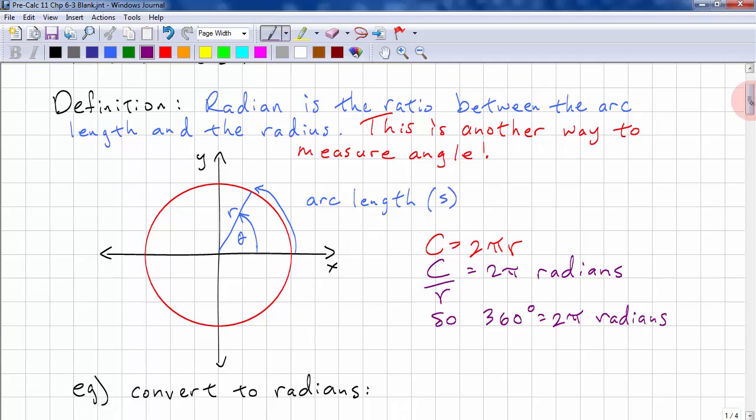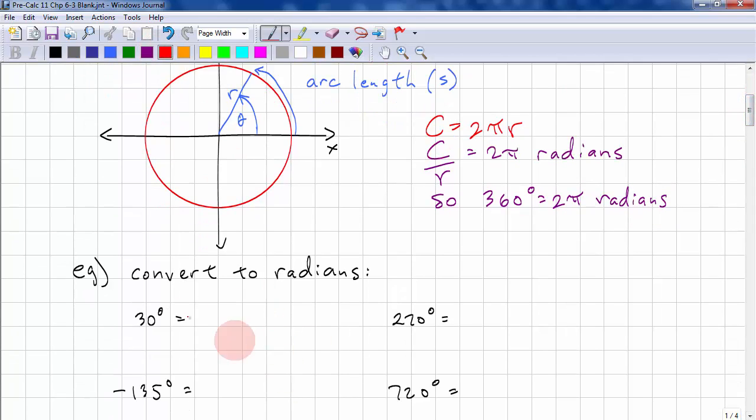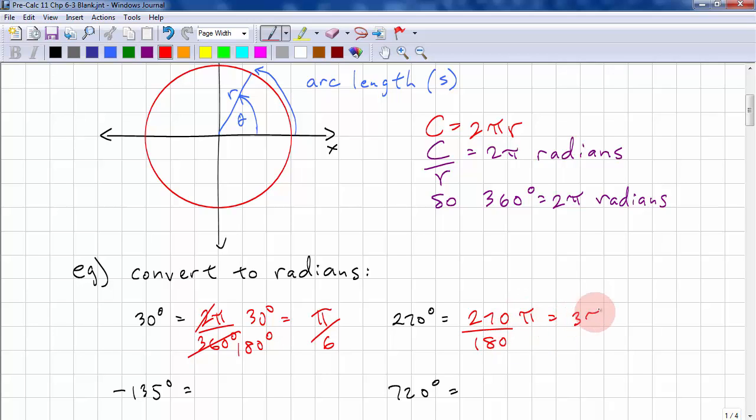And when we're doing our conversion, we take 2 pi over 360 degrees times 30 degrees. But if we cancel out a 2, we get 180 degrees. That's why we always do pi over 180. And 30 divided by 180 reduces this to pi over 6. So we have 270 over 180 pi, and this reduces to 3 pi over 2 radians.